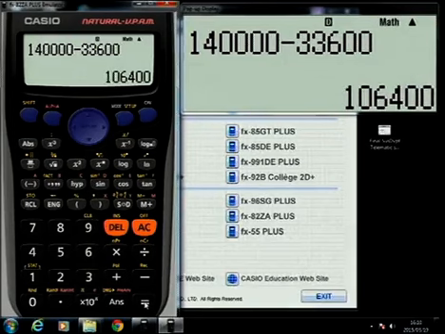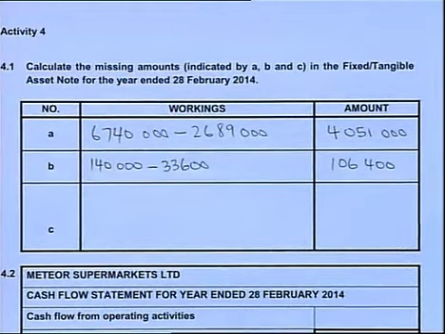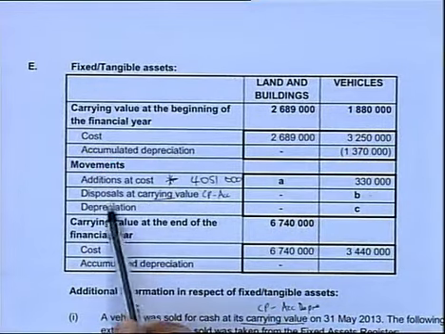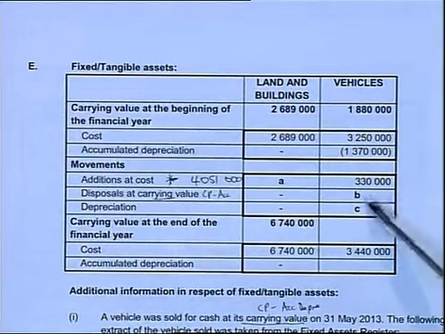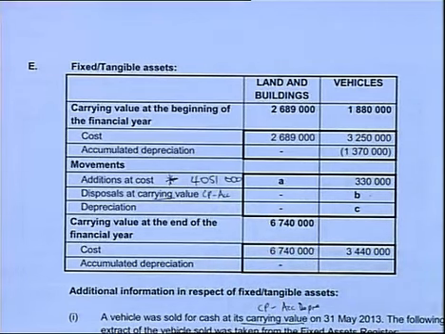And the answer is 106,400. Okay, just once again, if it says that you need to identify the disposal at carrying value, you need to determine the book value or the carrying value, which is the cost price minus the accumulated depreciation.